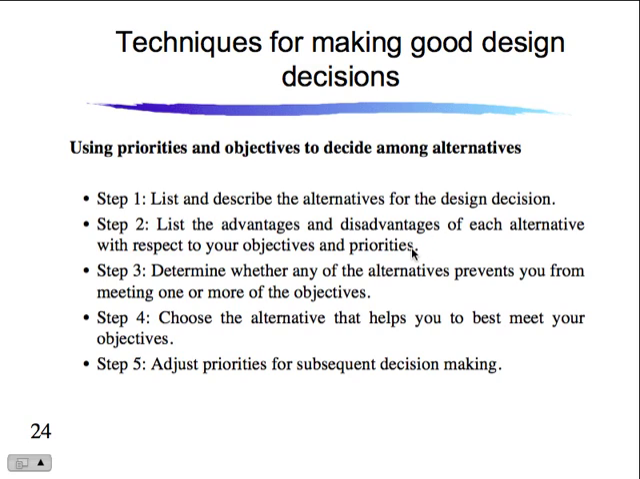If you're working with a Microsoft environment, you might say that you have to do a .NET application, and another option is not going to work, because it's only focused towards Microsoft users. It doesn't work unless you're in that environment. Then that might make your decision right there. Determine whether any of the alternatives prevent you from meeting any one of the objectives in the requirements document, and choose the alternative that helps you best meet your objectives. Then adjust the priorities for subsequent decision making, so you don't make a decision in the future that counteracts a previous decision that you've made.